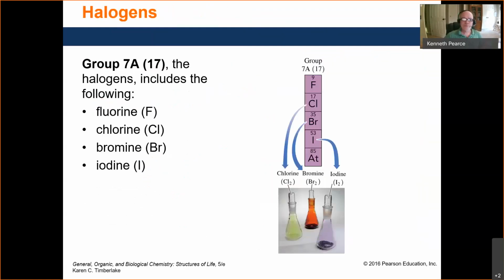And then 7A is the halogens, and like group 1A, they are very, very reactive. And since they're very reactive, they're not found alone in nature. But you get them mostly from salt, reaction of salt. And halogen actually means from salt, because halo means salt, halides, and gen means from. And so that's your group 7A.